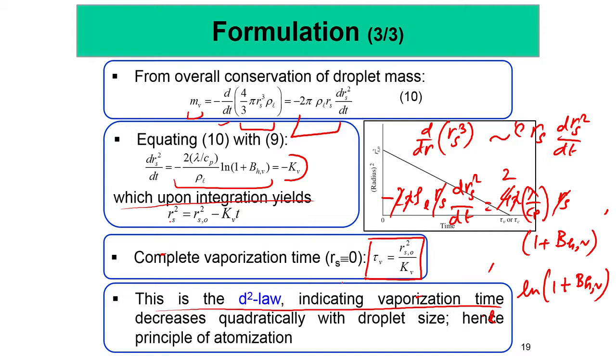So larger droplet, more time, smaller droplet, less time. So if you can create a spray which atomizes into very small droplets, then it means that the spray will essentially become the fuel vapor cloud in a very short amount of time, and that is what is required, so that we can have proper mixing and proper combustion with less soot, etc. And so this is the thing that we wanted to discuss.